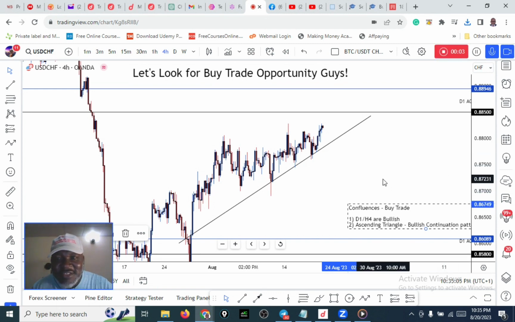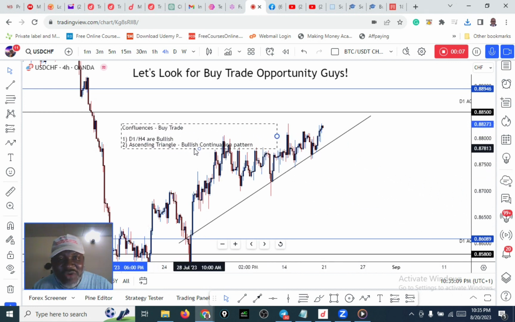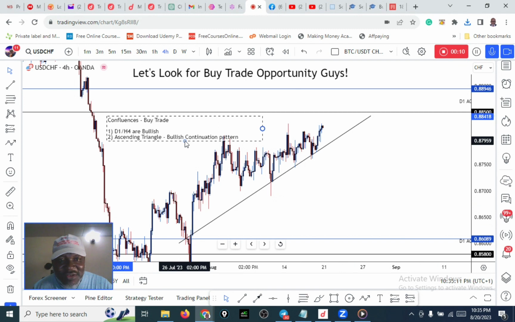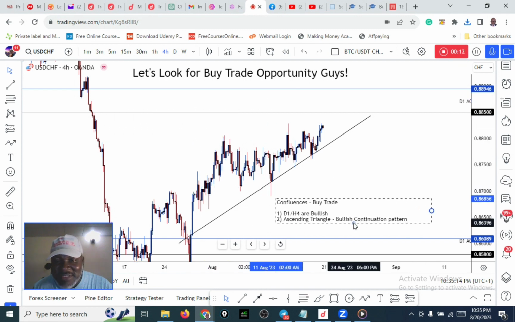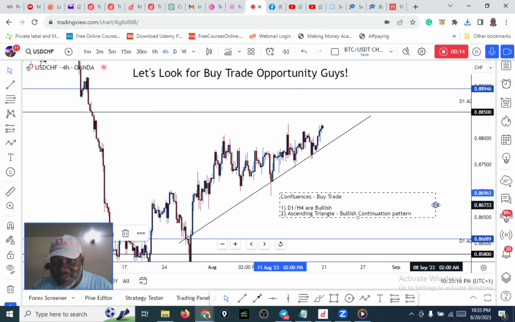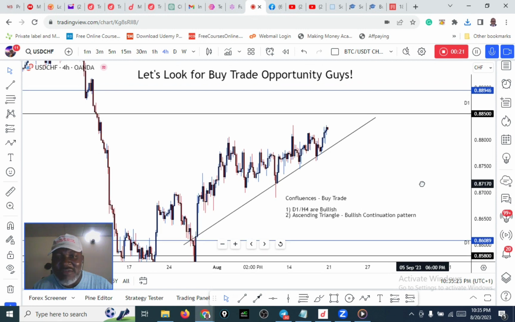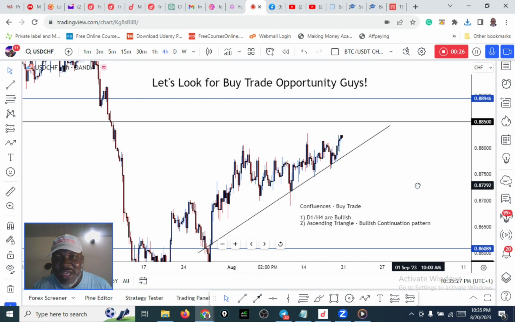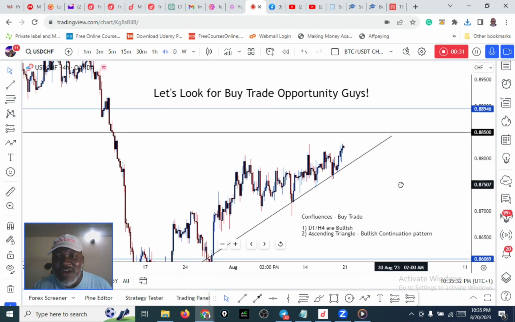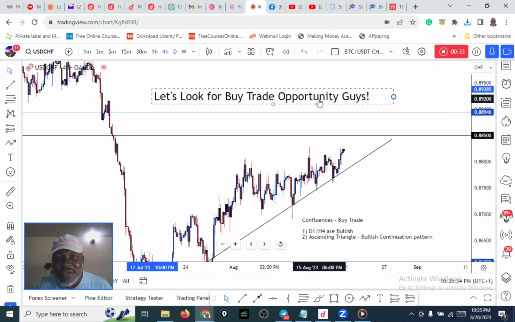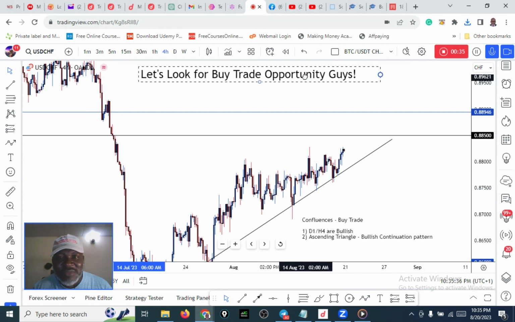All right, guys, let's continue with our analysis. So I said we're going to have this as our set of confluence factors. Now, what other thing are we going to look at here? It is how do we expect this market to move? Guys, let me show you something.